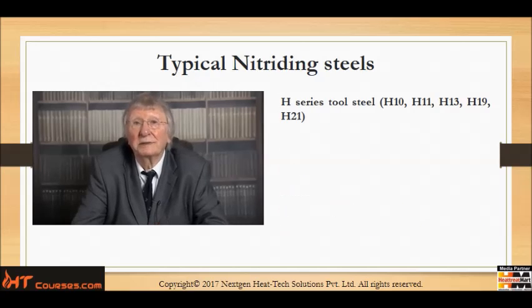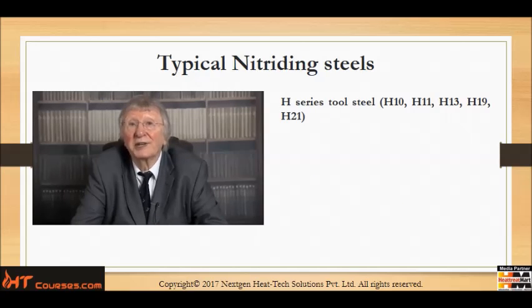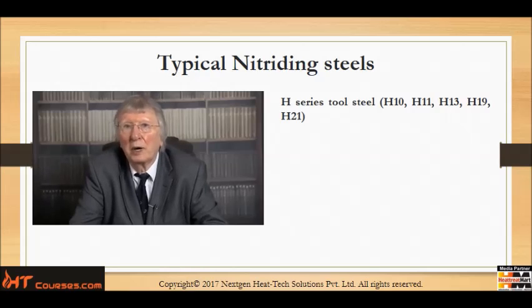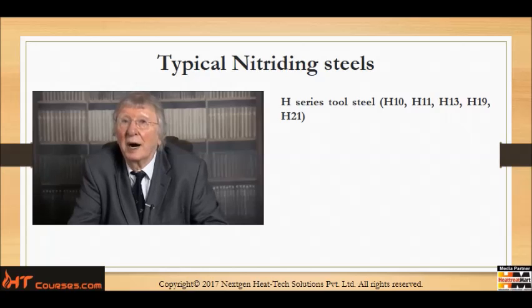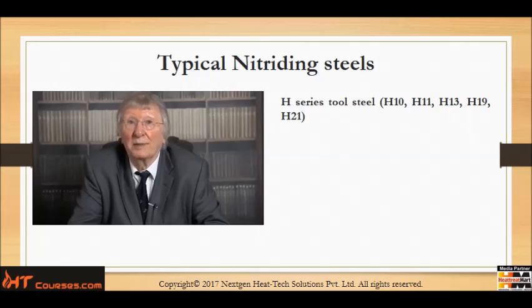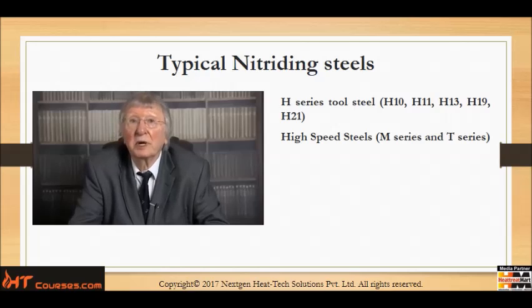H series steels can nitride successfully: H10, H11, H13. The H10 and H11 are very low on the totem pole, if you will, for high surface hardenability, simply because they have not got the same chromium alloying element as one would find with H13, H19, H21. High-speed steels, these will nitride beautifully. M series and the T series.